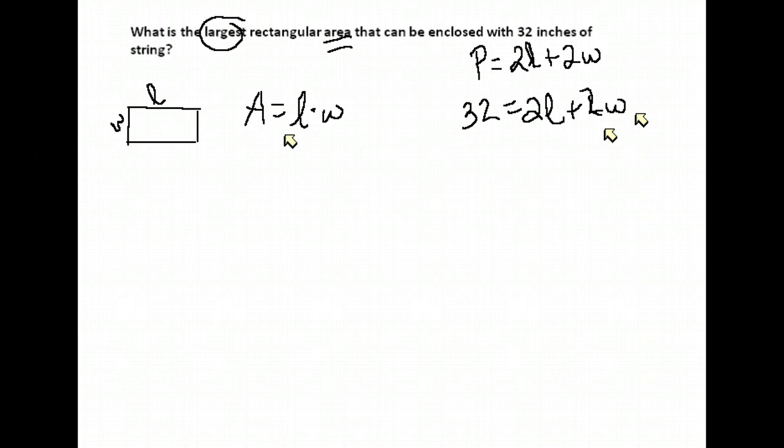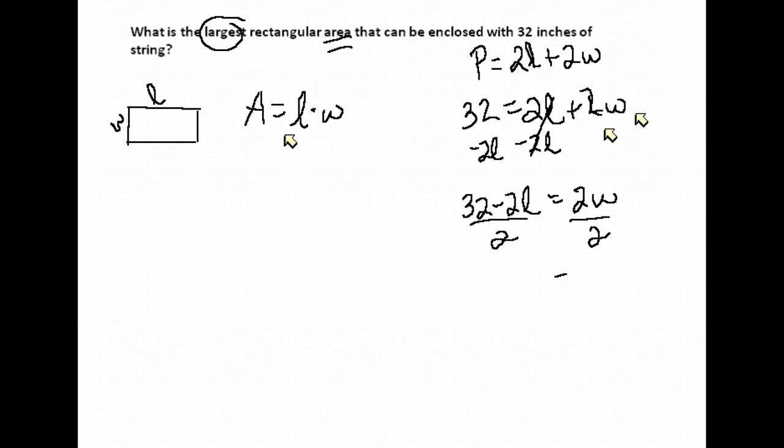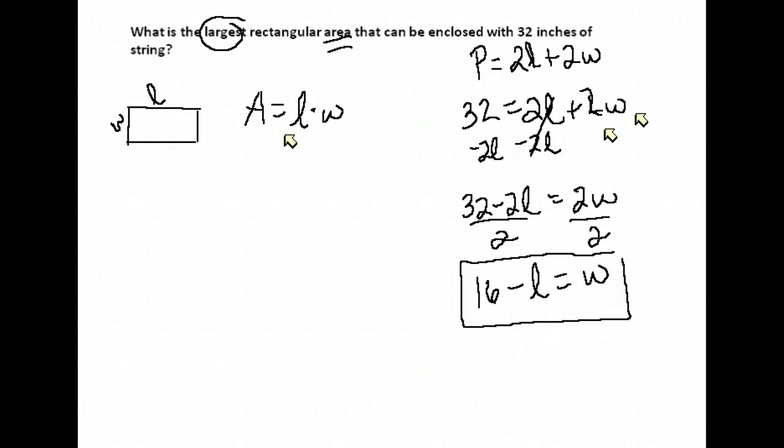So let's choose, it doesn't matter which, either L or W to solve for. Let's say I chose to solve for W. So I subtract 2L from both sides. Then I still have a 2 there, so I'm going to have to divide everything by 2. Make sure you divide everything by 2. 32 divided by 2 is 16, and 2L divided by 2 is negative 1L. So now I know that my width is equal to 16 minus the length.